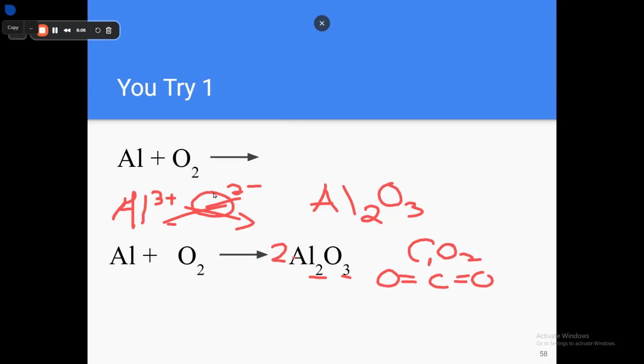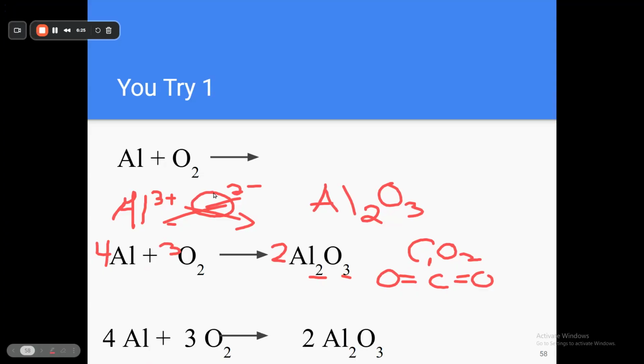So going back here, we have 2 times 3 is 6 oxygens, so we need 3 times 2 to make it 6 oxygens. Now we look at the aluminum. 2 times 2, you have 4 aluminums, so we place the 4 in front. So our final answer, 4 aluminums plus 3 oxygen molecules give you 2 aluminum oxide ionic compounds.